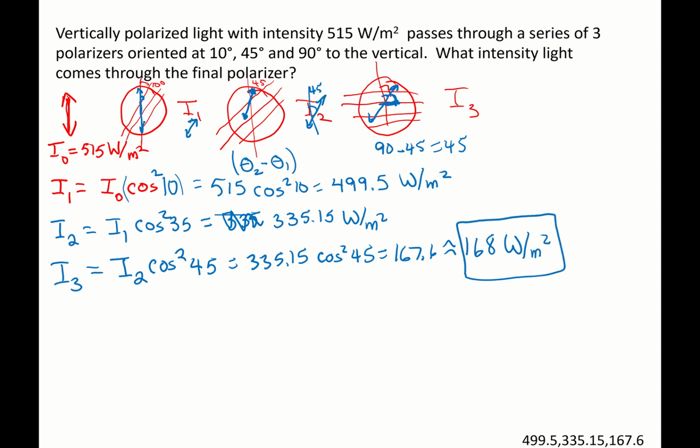So just remember, as you go through, it's the angle between the incident light and the polarizer axis that you need to take the cosine of.